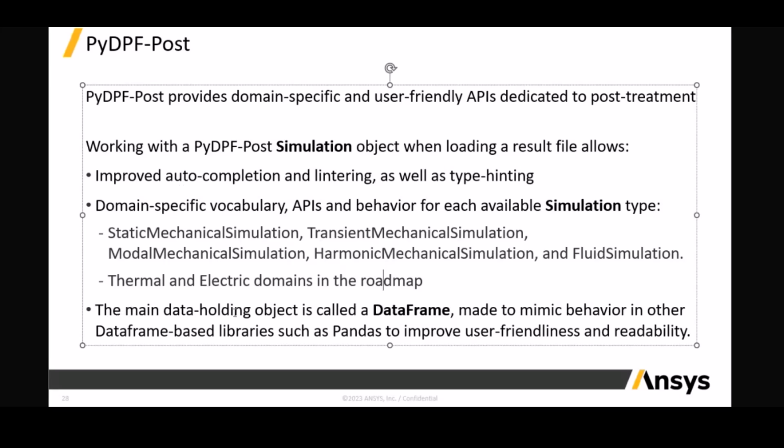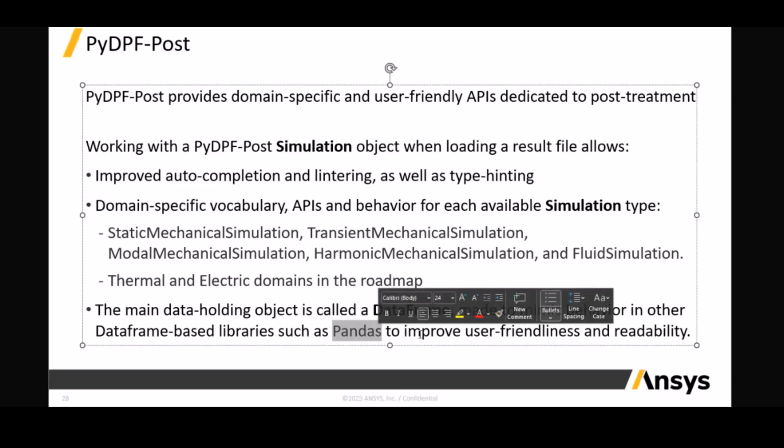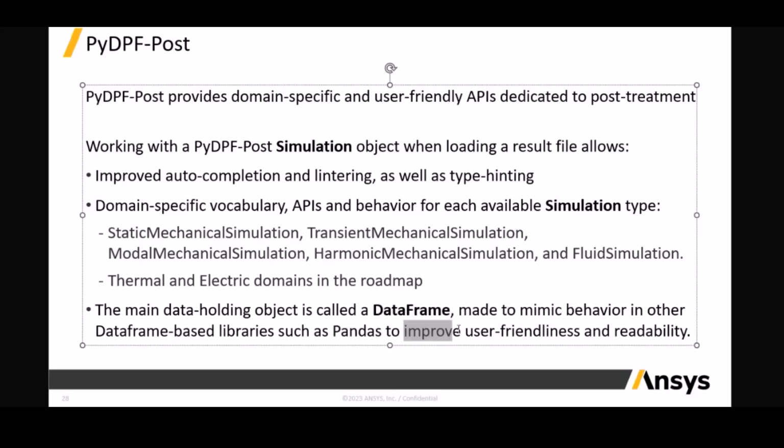The main data holding object is not a field, but a data frame. The goal was to mimic a bit what you can find, for example, in pandas. It's not as extensive as a pandas data frame, but the idea is for it to behave a bit like it, and we are always trying to expand and improve on this object. So you can think of PyDPF-Core as wrapping NumPy arrays, whereas PyDPF-Post will try to behave like pandas data frames.